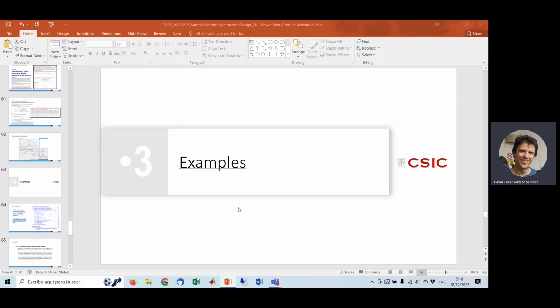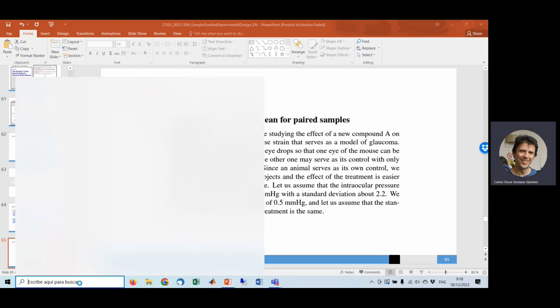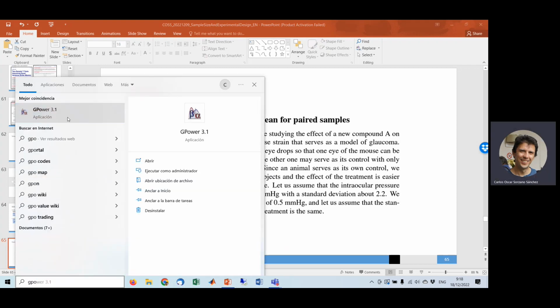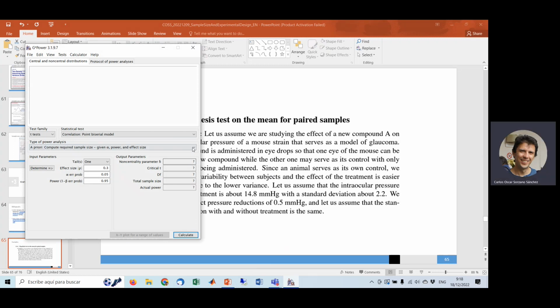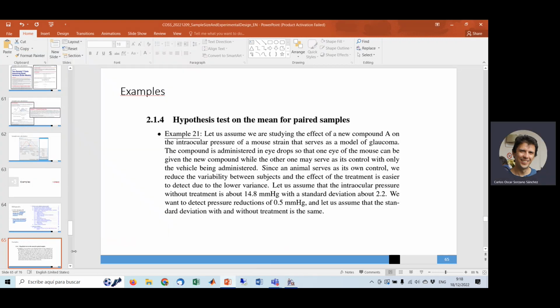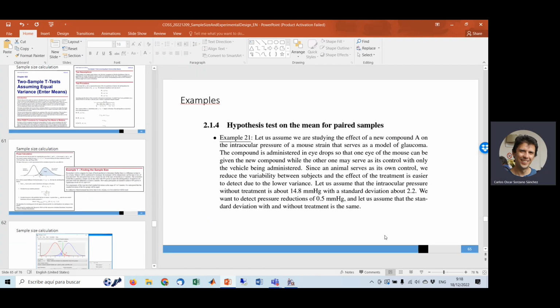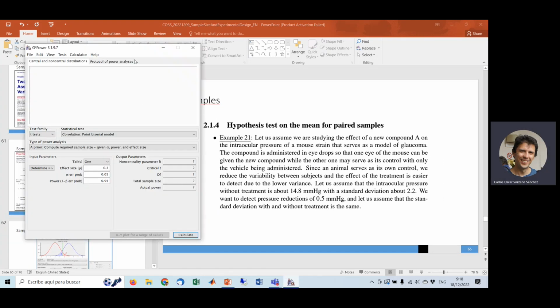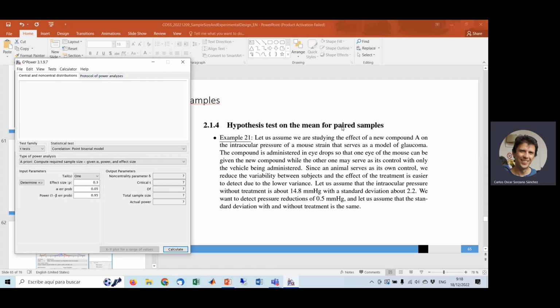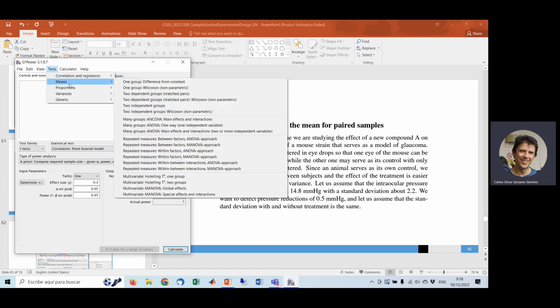Okay, so let's see how to do that. So let me call G-power. Just to have the two windows together, let's make this smaller, so we can have G-power on one side and the other one in here. So we want to make a test. We are comparing means.